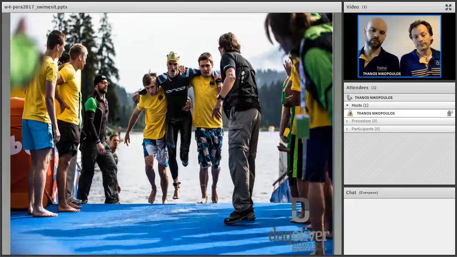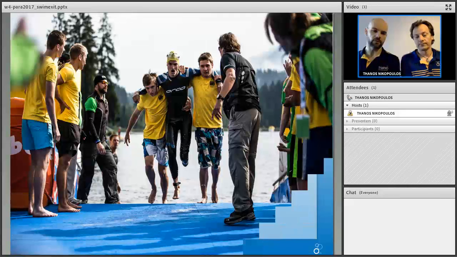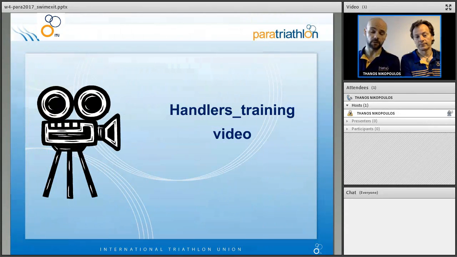So we can see here a number of photos. For example, this shows the technique that is used for the yellow swim caps and how we support them in coming out of the water. There is a specific video on how we train the swim exit assistants on the red swim caps. This video has been shared with you with the rest of the webinar, so please review it. You can also attend the training that the technical delegate is going to provide to the swim exit assistants at your event, in order to be more aware of the techniques that we have to use for these athletes.